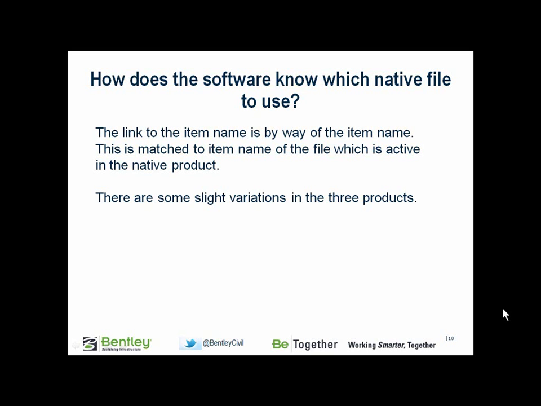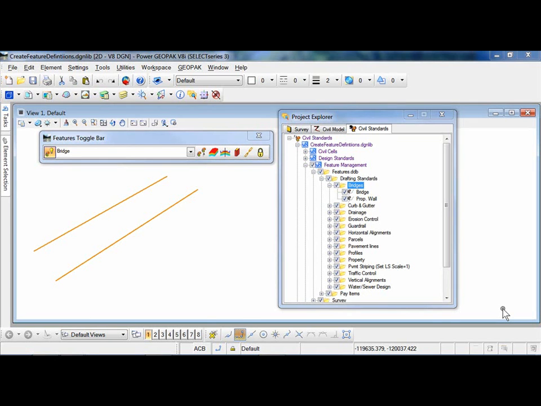So we've talked about linking to a native style file. So how does the software know which native file to use? The link to this file is by item name, and it's matched up to whichever file is active in the native product. So we'll take a look first at GeoPack.